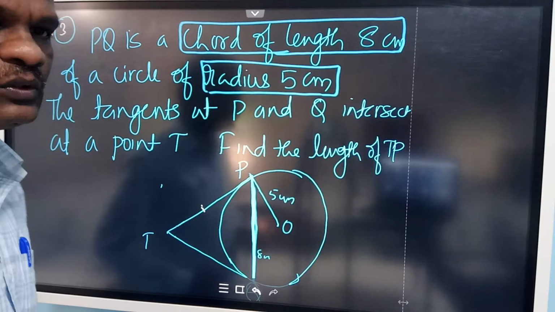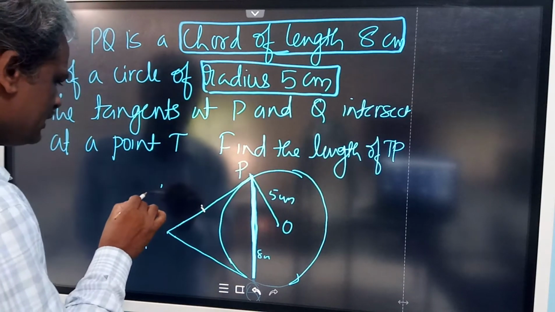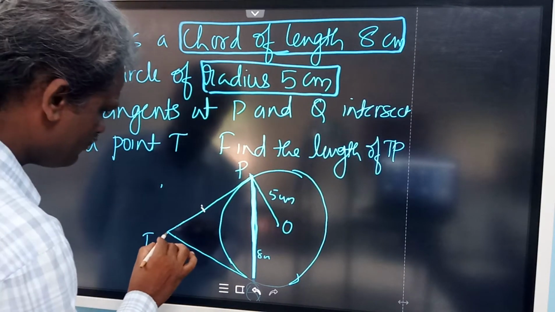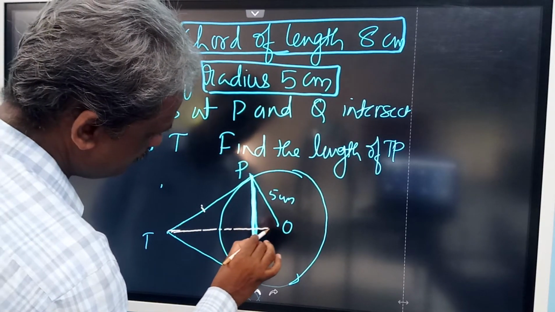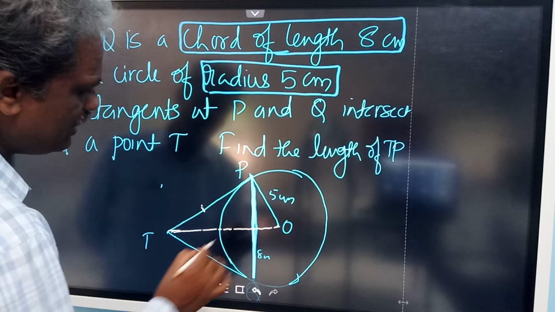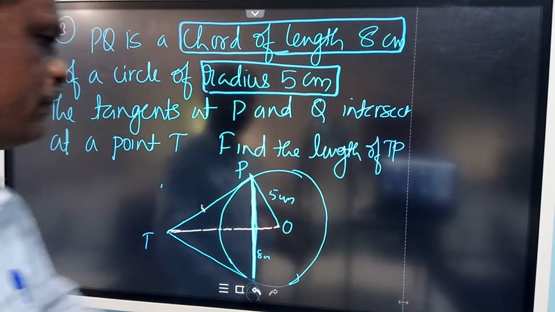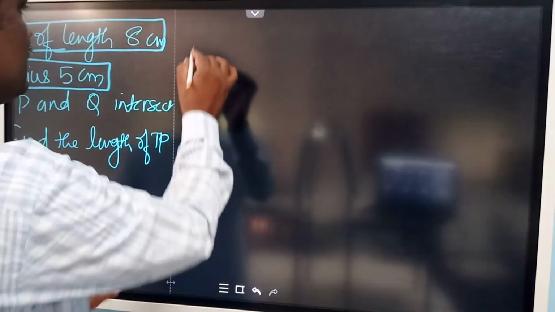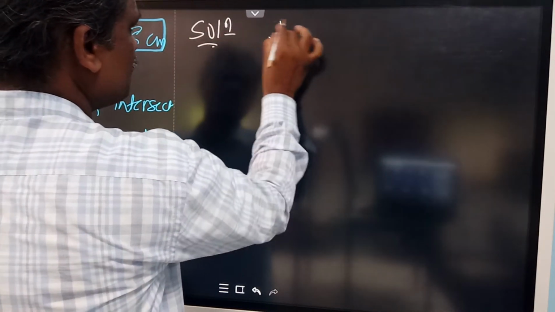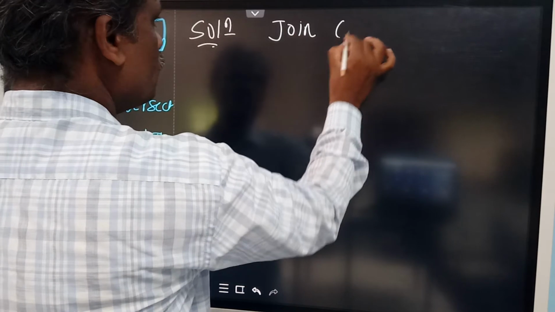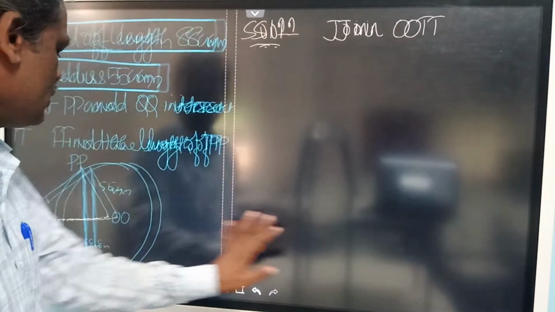For this we need to do some construction. You can join the center to this external point. If you join like this, you will get a triangle. Look at triangle TPQ. So let us write the construction here. Solution: Join OT.